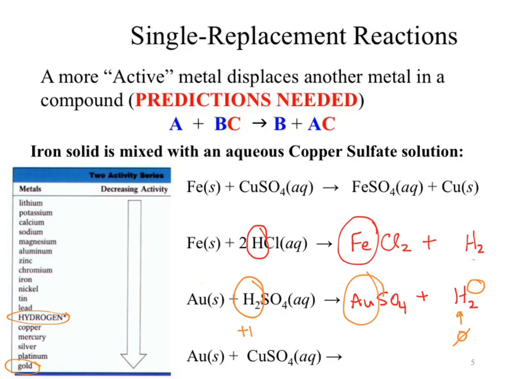I mix gold solid with this sulfuric acid. What occurs? Nothing happens. Preferentially, hydrogen wants to stay or wants to be an ion, more so than gold. Hydrogen starts in its ionic state. If it starts there, it's not going to change. Okay? When we compare it back to the gold.